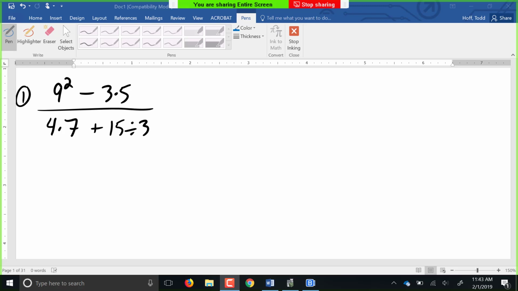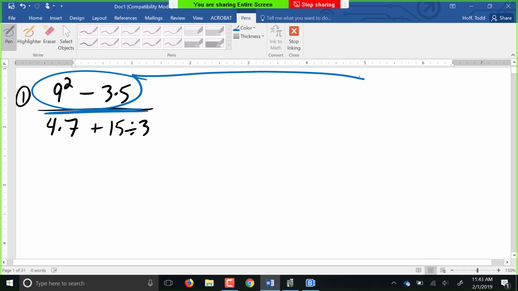So if you recall from our order of operations, first level of priority, highest priority is enclosing symbols. And this fraction bar is a form of an enclosing symbol. So we have to do what's on top first, then we have to do what's on bottom, and then we do the division. So let's do that top piece first.